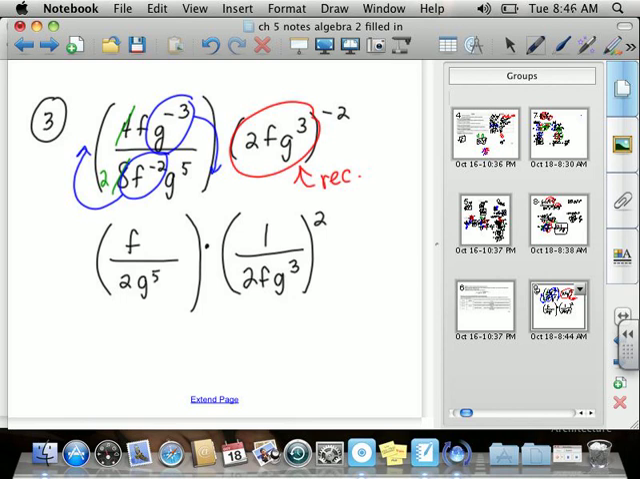So I have f to the negative 2. I'm going to move it to the top. G to the negative 3, I'm going to move to the bottom. Everything else stays exactly where it is. So I'm going to have f like I had before, and g to the 5th like I had before. But now my g to the negative 3 is now g cubed on bottom. My f to the negative 2 is now f squared on top.